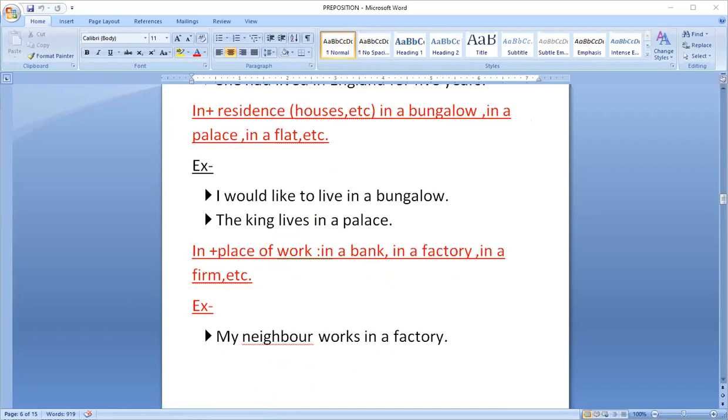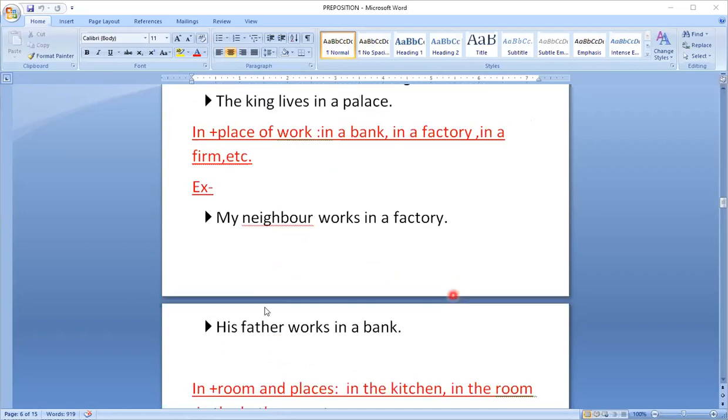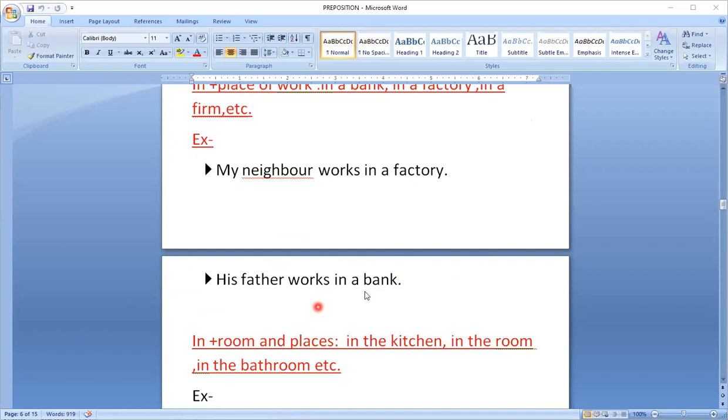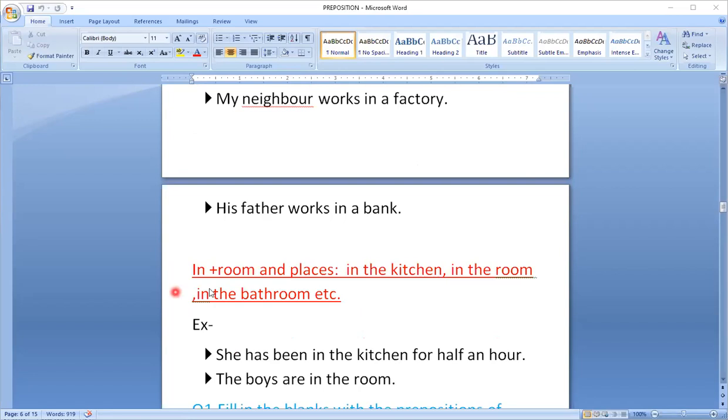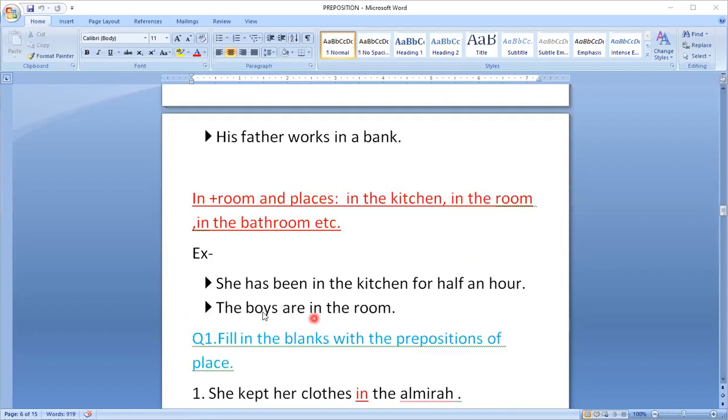Okay, so now next is the example. His father works in a bank. Bank में क्या है, काम करने की जगह. We use in preposition. Okay. Another uses of in preposition. Yes, in plus room and places. In किसके साथ use कर रहे हैं, room और places. जैसे for example in the kitchen, in the room, in the bathroom. Okay, we use in preposition.